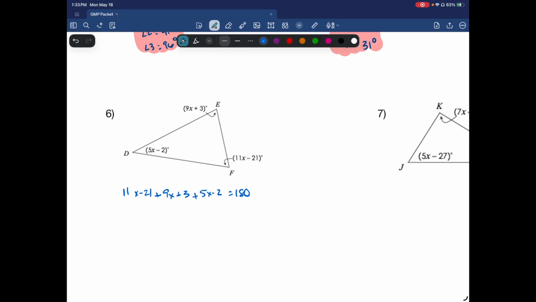Okay, so that means 11 and 9 is 20 plus 5. That's going to be 25x. Negative 21 minus 2 is negative 23 plus 3 is going to be negative 20. So 25x minus 20 equals 180. 25x equals 200. X equals 8. Okay, well, if that equals 8, that means that angle D, angle E, angle F.